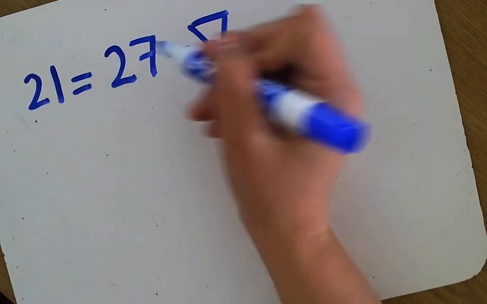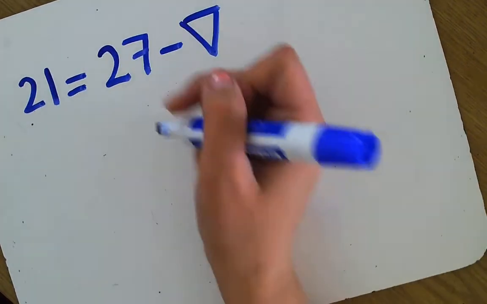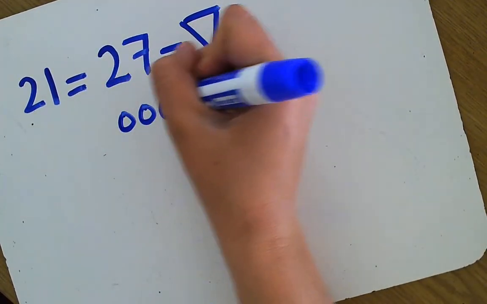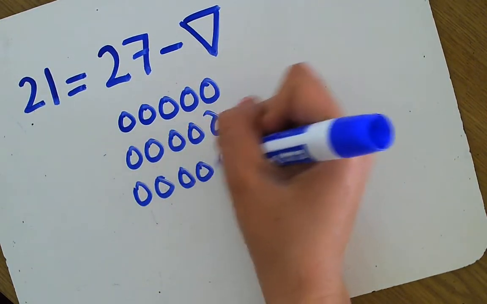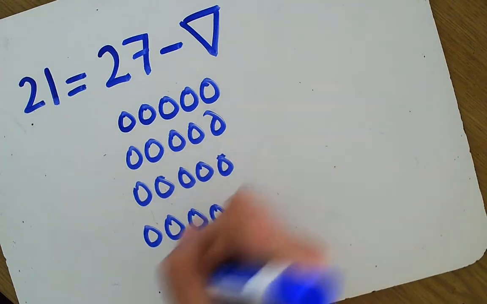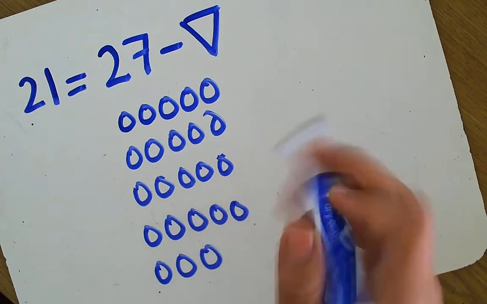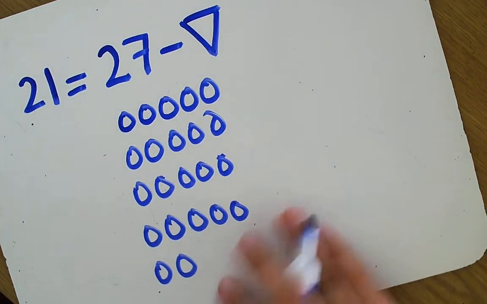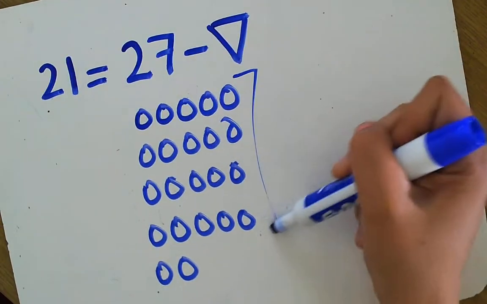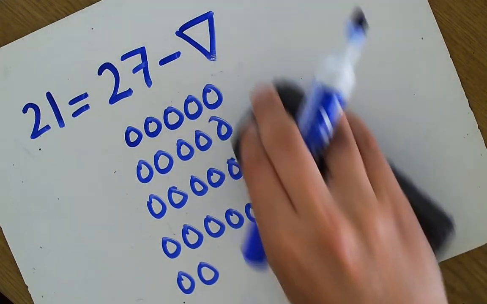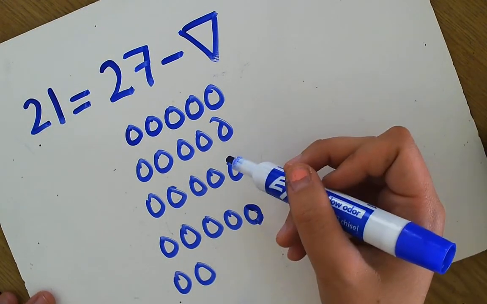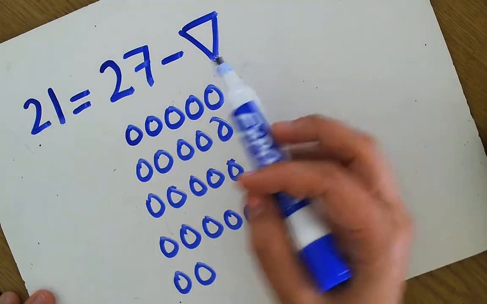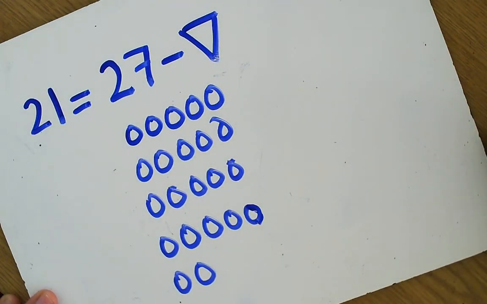Okay, so I'm going to start out with 27 things. 1, 2, 3, 4, 5. 1, 2, 3, 4, 5. 1, 2, 3, 4, 5. 1, 2, 3, 4, 5. 1, 2, 3. Oop, accidentally drew too many. So I have 25 here plus 2. So I know that if I take away some unknown amount, then I am going to equal 21. So I want to leave myself with 21 and see how many I took away.